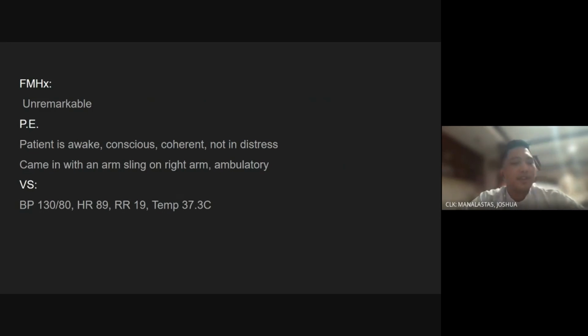Her family history was unremarkable. Her physical exam: patient is awake, conscious, coherent, not in distress, came in with an arm sling on right arm, and ambulatory. Her vital signs were blood pressure 130/80 millimeters of mercury, heart rate 89 beats per minute, respiratory rate 19 cycles per minute, and temperature 37.3 Celsius.